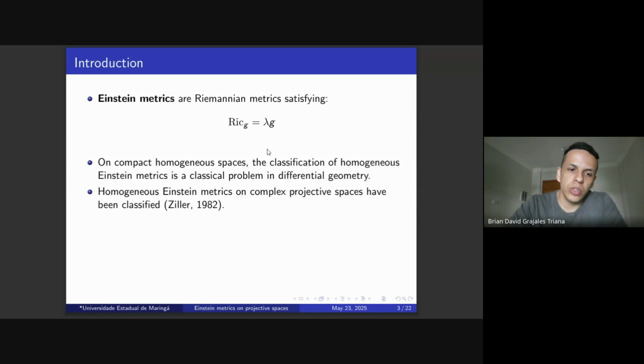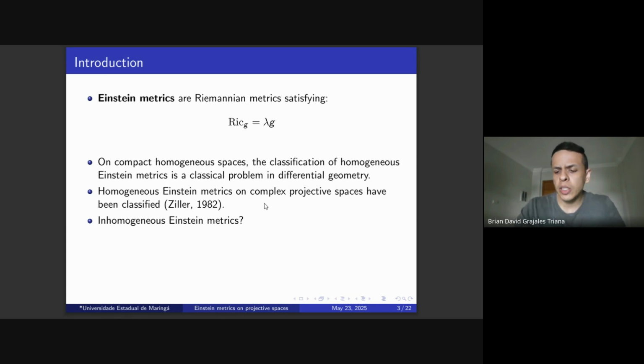For example, if you look at the complex projective spaces, you can view them as homogeneous spaces, and the Einstein metrics that preserve the transitive action were classified by Ziller in 1982. So what about non-homogeneous Einstein metrics? Inhomogeneous is very difficult for me to pronounce. Okay, inhomogeneous Einstein metrics on complex projective spaces or in other contexts.